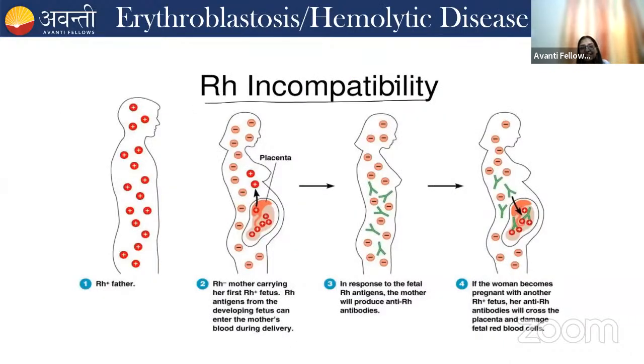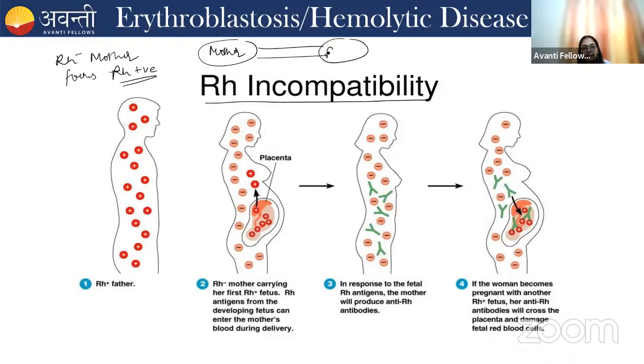Moving next is the Rh incompatibility. So what happens if the mother is Rh negative and the fetus is positive? During the first pregnancy, there is a barrier between the mother and the fetus, and the barrier is the placenta.